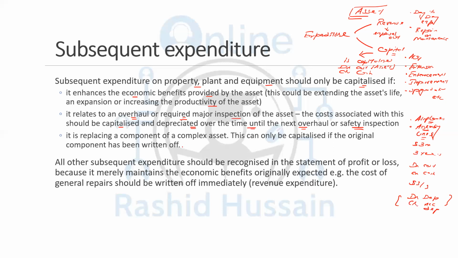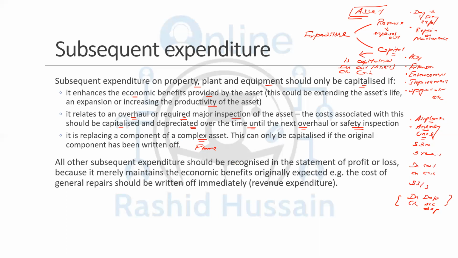Now we are moving toward the third point. It is replacing a component of a complex asset. Now, what is a complex asset? A complex asset is an asset where there are many components in it, and every component has a different useful life. For example, you talk about the plane. In the plane, there are engines, interior, exterior, wings, navigation. Everything has a different useful life.